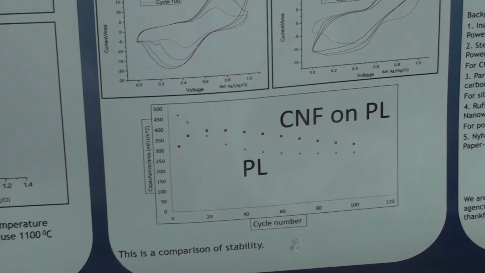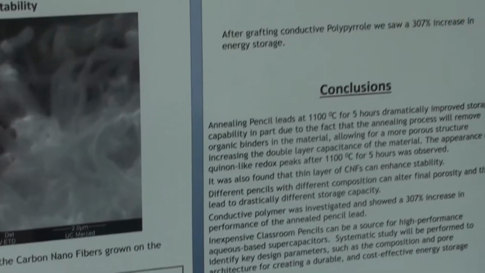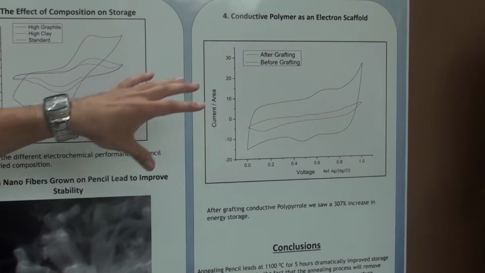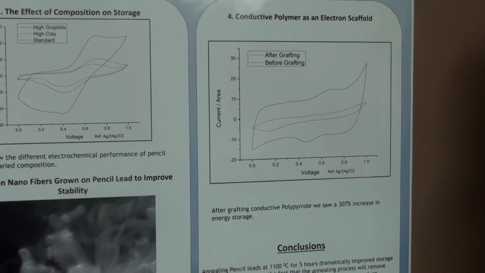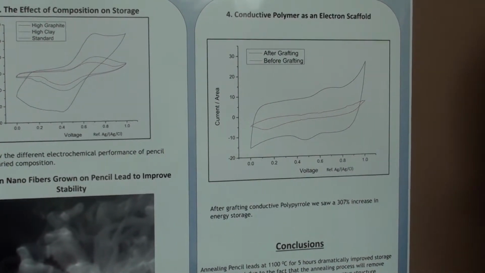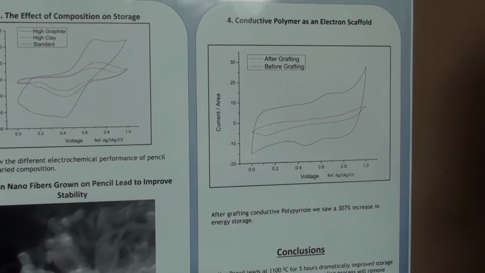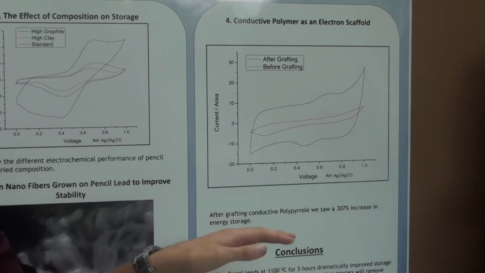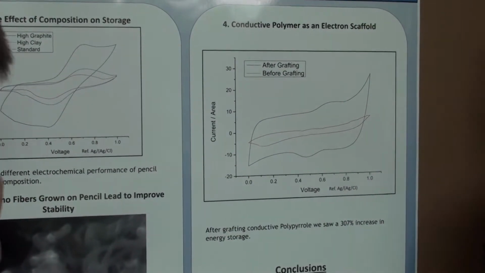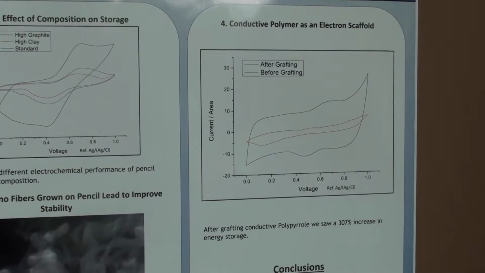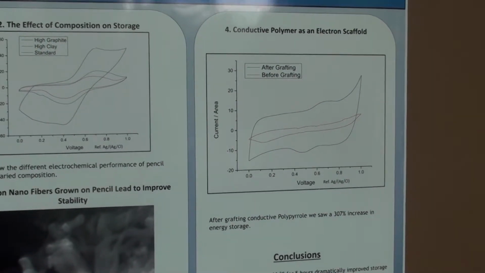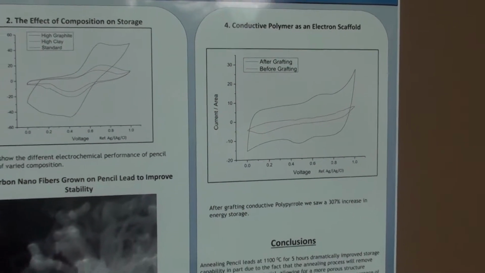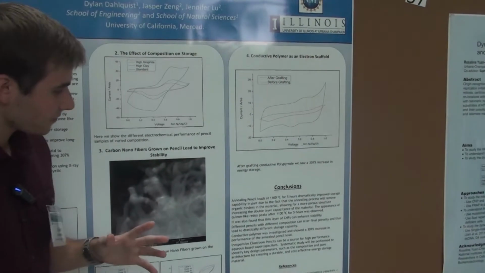The last treatment that we explored was grafting conductive polymer onto the surface of the pencil graphite. And what we did there was graft conductive polypyrrole onto the surface, and we saw a 300% increase in capacitance. And that is from the original annealing capacitance, so we improved this great improvement even further.